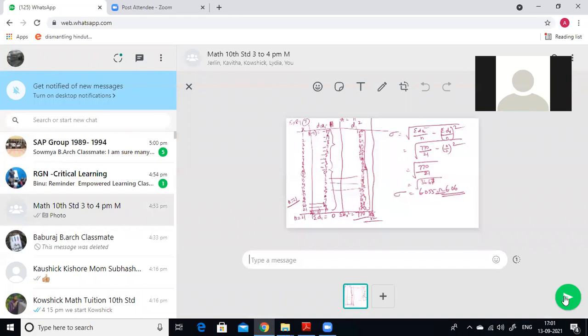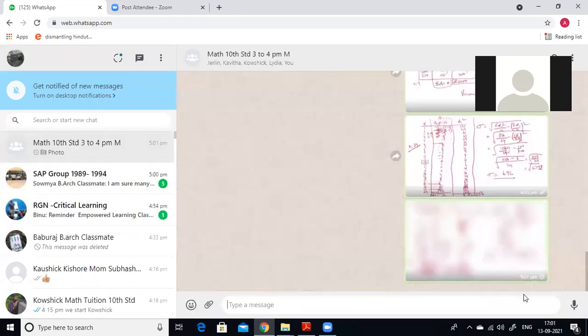I'm posting this also. These two sums are the only tricky sums. Everything else is easy.